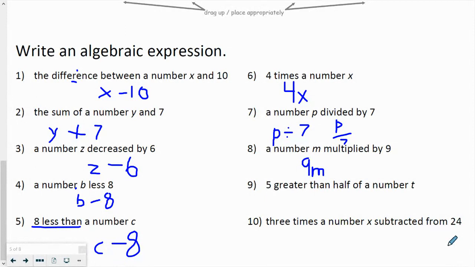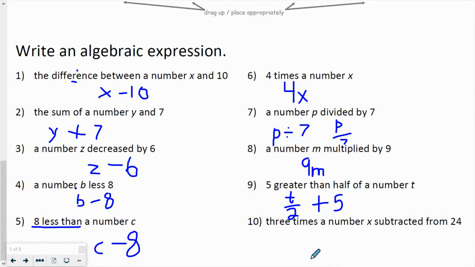5, greater than half of a number t. So that means we're taking our t, we're cutting it in half. So when we take something and divide it in half, we are dividing by 2. Okay, so t over 2. We're going to add, because it says greater than, our 5 to it. So t divided by 2 plus 5.